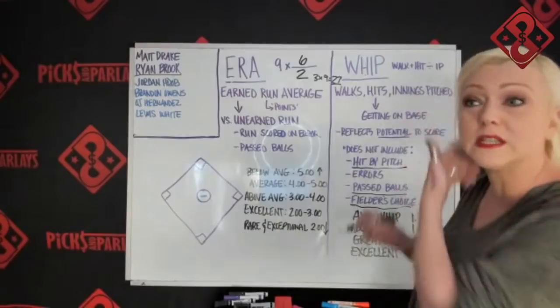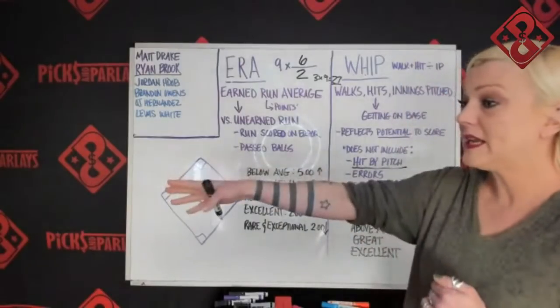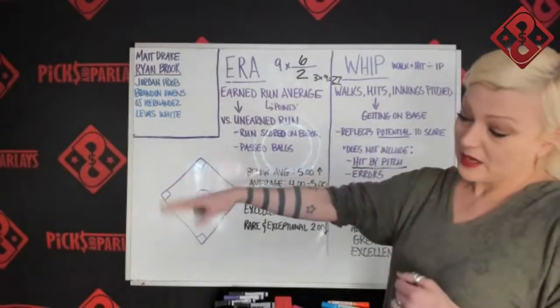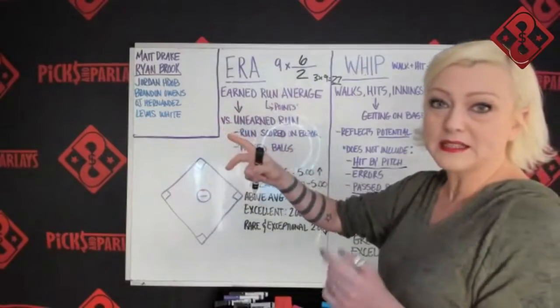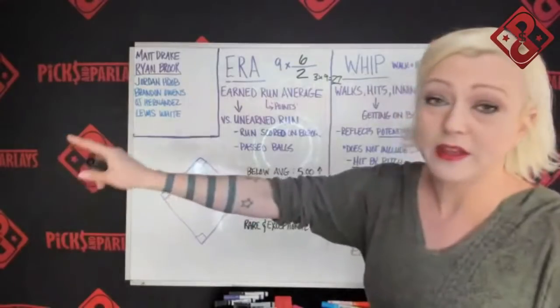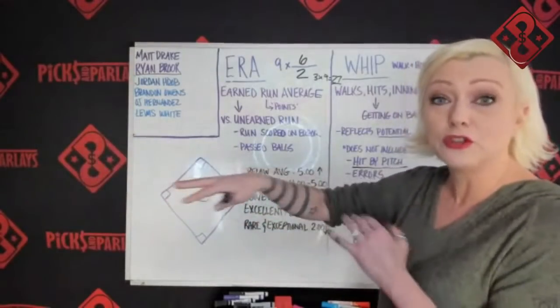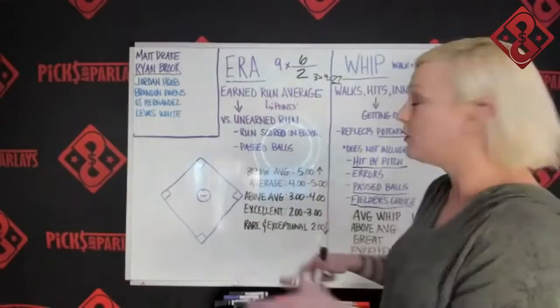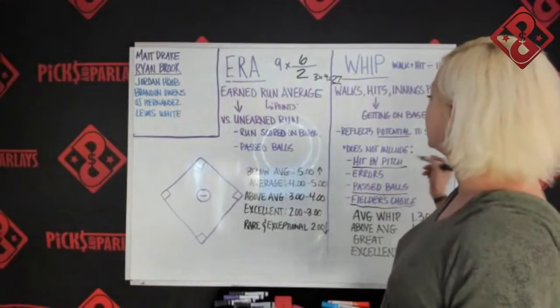A fielder's choice is when the ball is hit wherever and somebody gets it, they'll allow the guy on first to get there to throw out the guy on second or third. That's called a fielder's choice. You're deciding who to get out. So those don't count against a WHIP either.